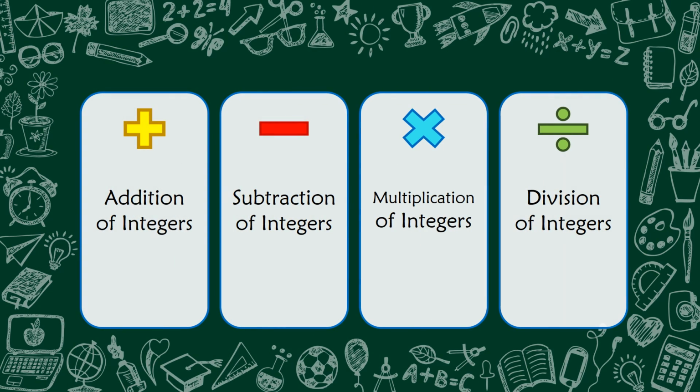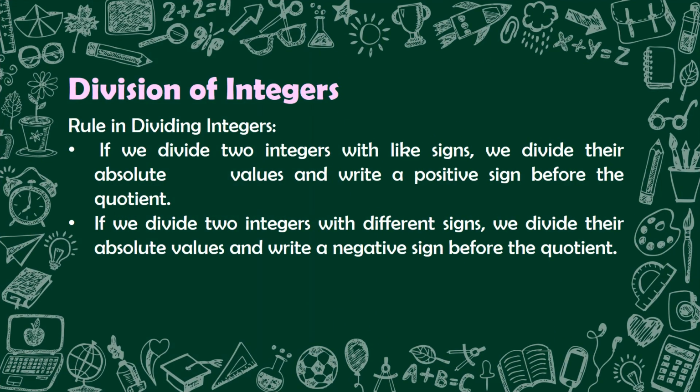Last, we will have the division of integers. Rules in dividing integers. If we divide two integers with like signs, we divide their absolute values and write a positive sign before the quotient. If we divide two integers with different sign, we divide their absolute values and write a negative sign before the quotient.